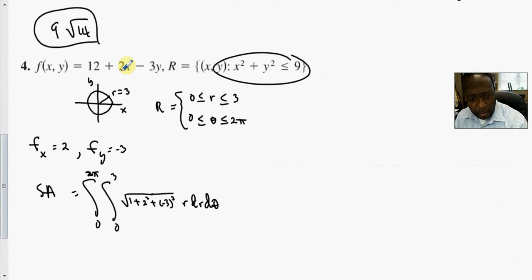What helps us with using the 2 and the negative 3 there is that when we did the partial derivatives, they came out to be a constant. And so a constant is going to be a constant no matter where you are. So we didn't have to convert. Typically, you convert this x to r cosine theta and this y to r sine theta, and you get a whole lot of stuff, and then you end up with the same thing right here. So this is just my little shortcut version that I use.